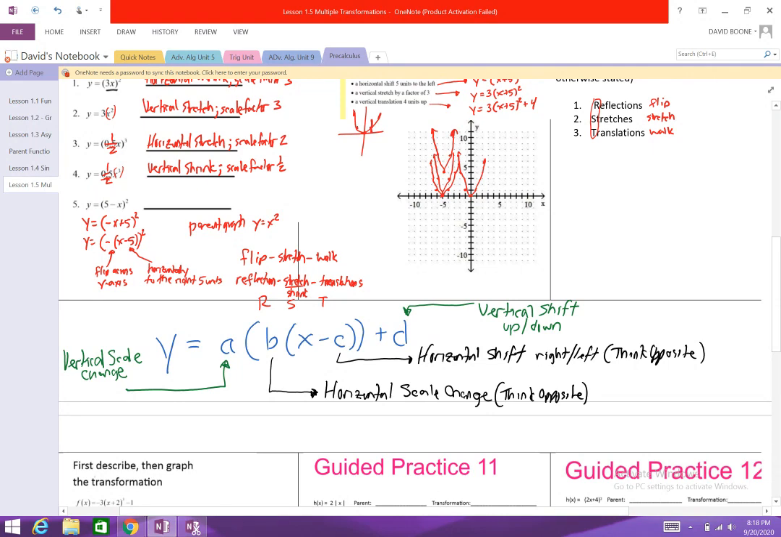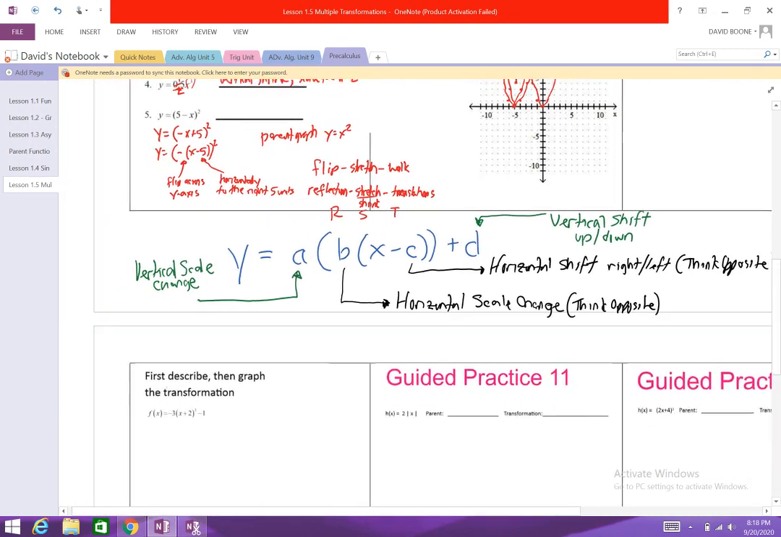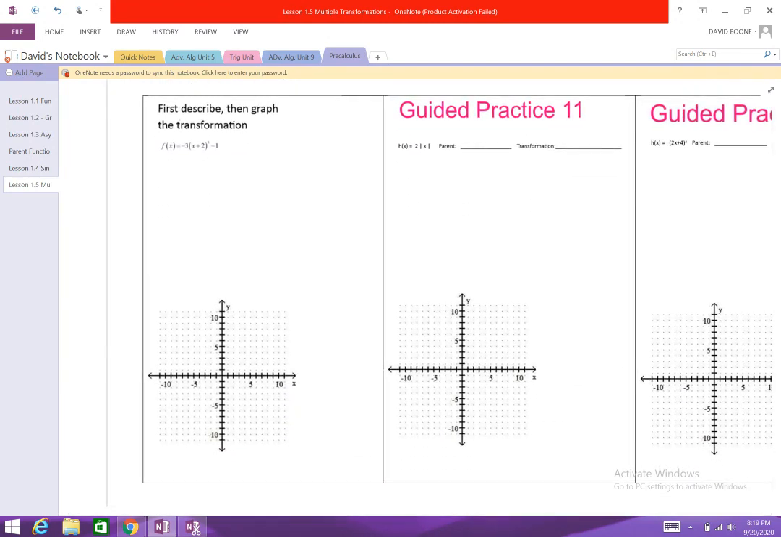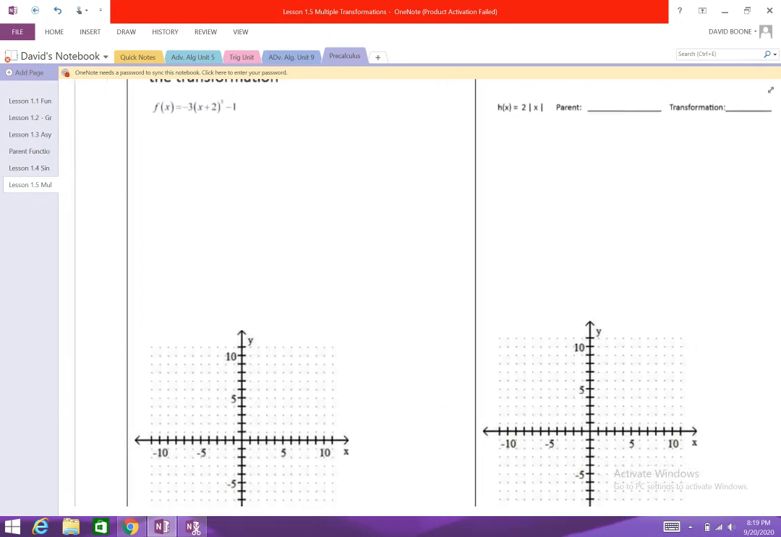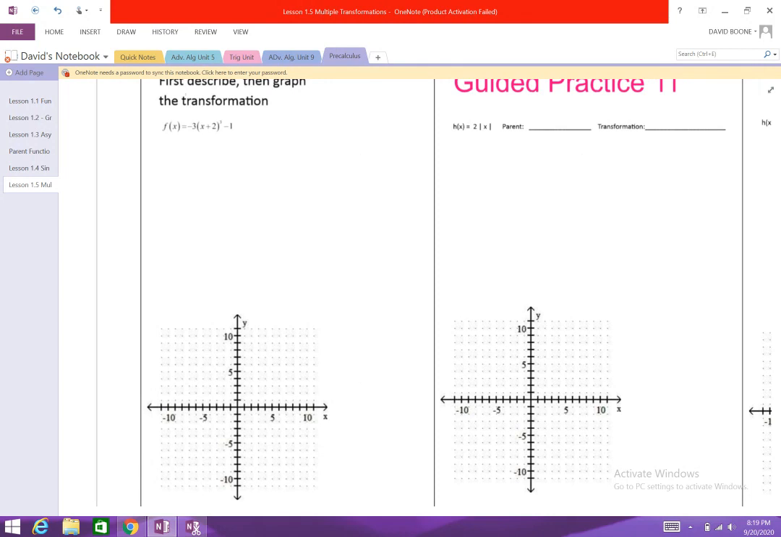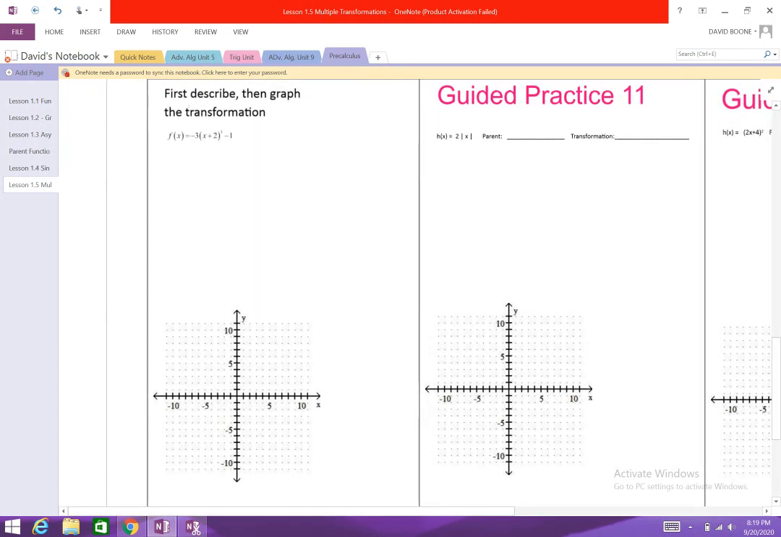Hopefully that helps a little bit and clarifies some things as we move forward, as a little shortcut. So let's get a little practice here. All right, this first one says first describe, then graph the transformation.